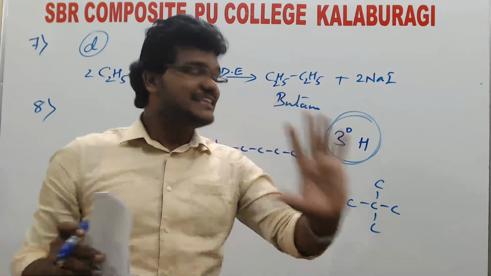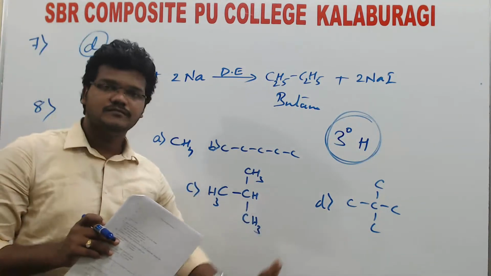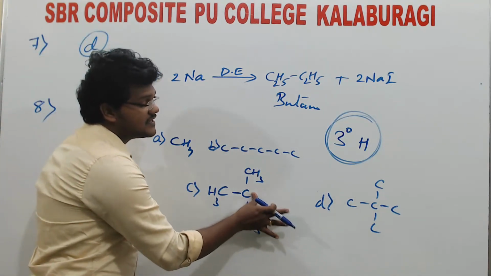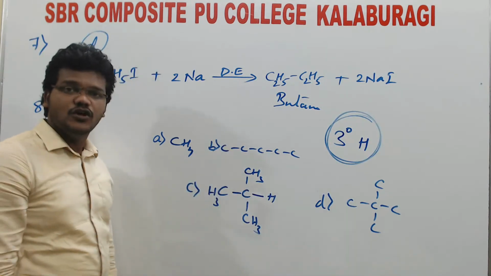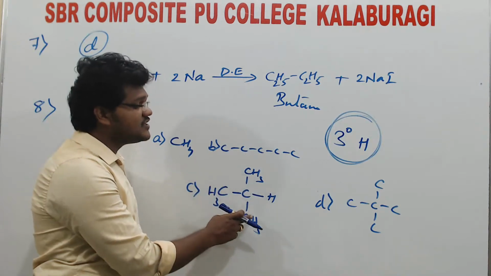Then is there any tertiary hydrogen in this case? 1, 2, 3, 4? Yes. In case of isobutane, I'm having this tertiary hydrogen. This is my tertiary hydrogen. Because this hydrogen is attached to this carbon, and this carbon is further attached to how many carbons?